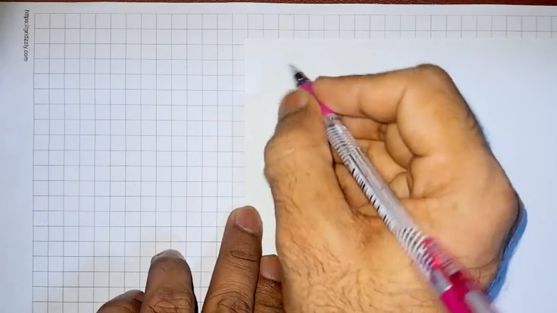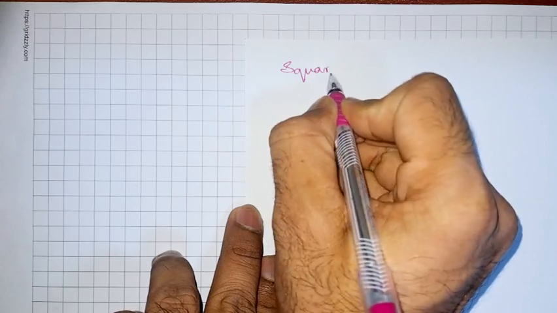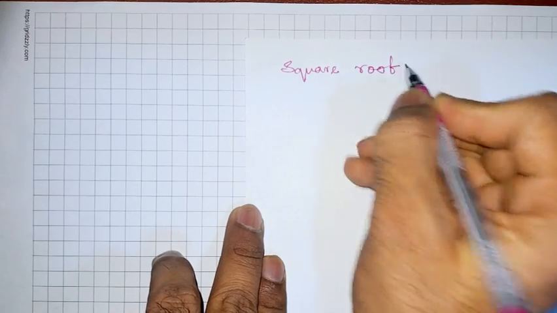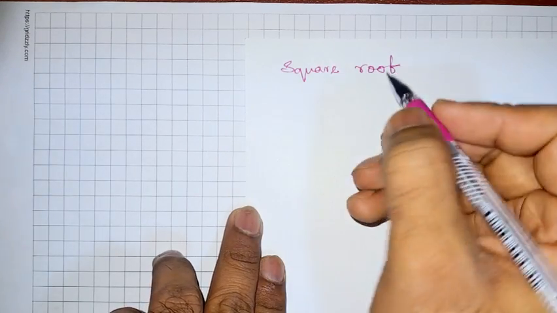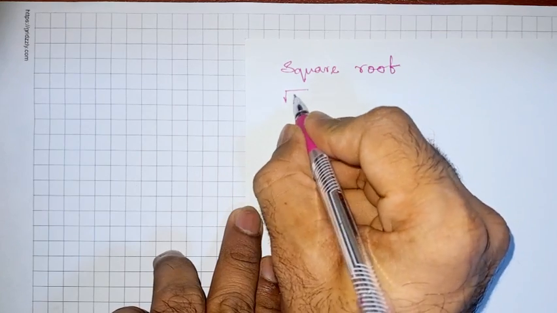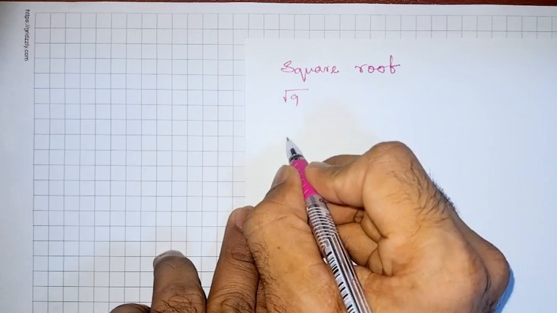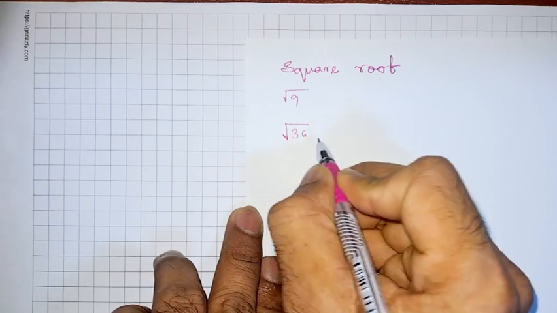Dear students, in this video, we are going to find out the square root of some numbers. Let us take a small number, 9. I want to take out the square root of 9, then we will check the square root of 36.